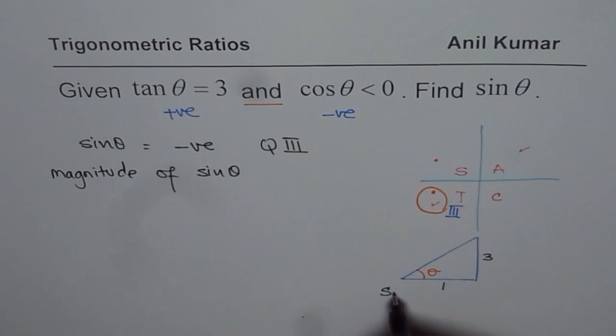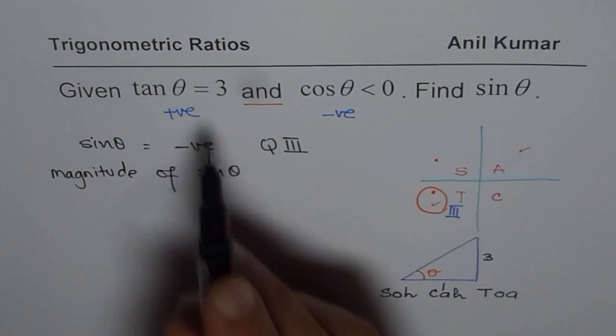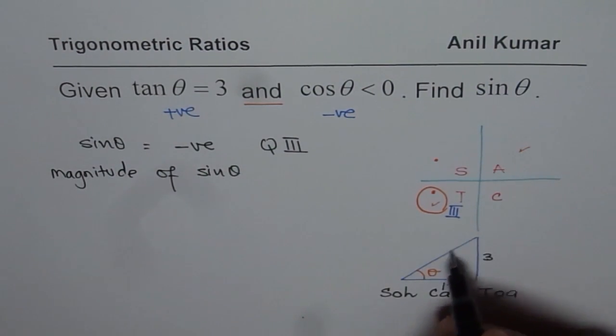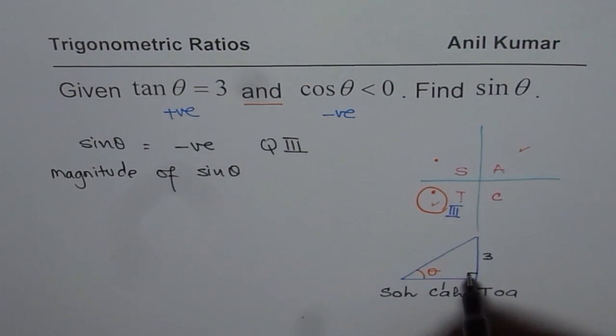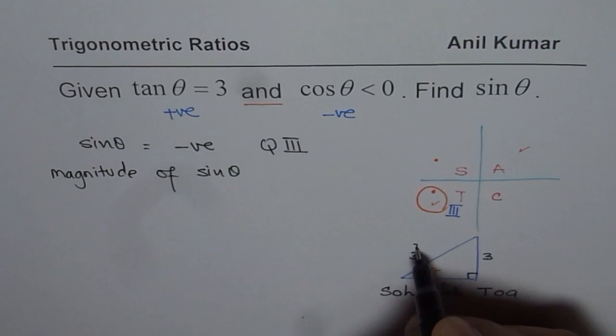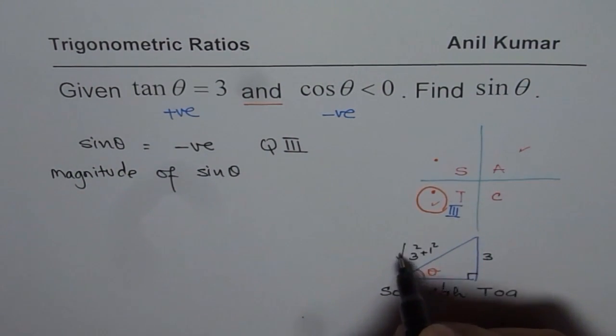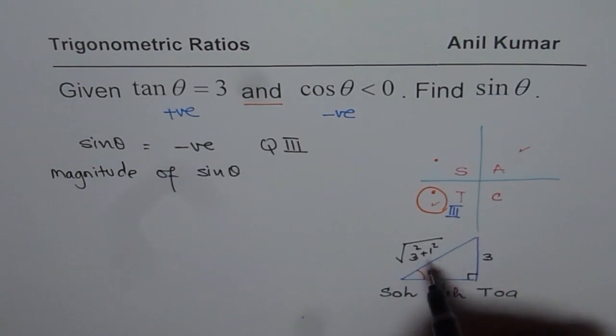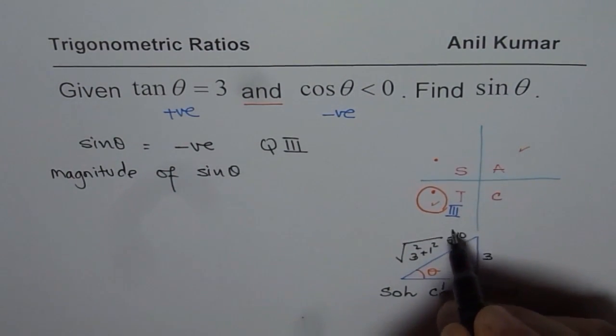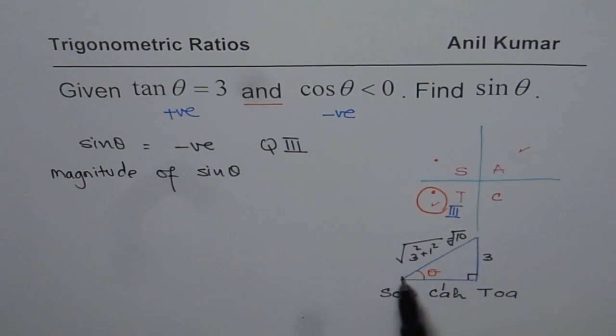Well, how do we get so? We get it from SOHCAHTOA. Sine is opposite over hypotenuse. Cosine is adjacent over hypotenuse. And tan is opposite over adjacent. So we get opposite over adjacent as tan theta, which is 3, means 3 over 1. Now how do you find the hypotenuse? Hypotenuse is the square root of 3 squared plus 1 squared, right? Which is 9 plus 1, which is 10. So square root of 10. So we get hypotenuse here as square root of 10.